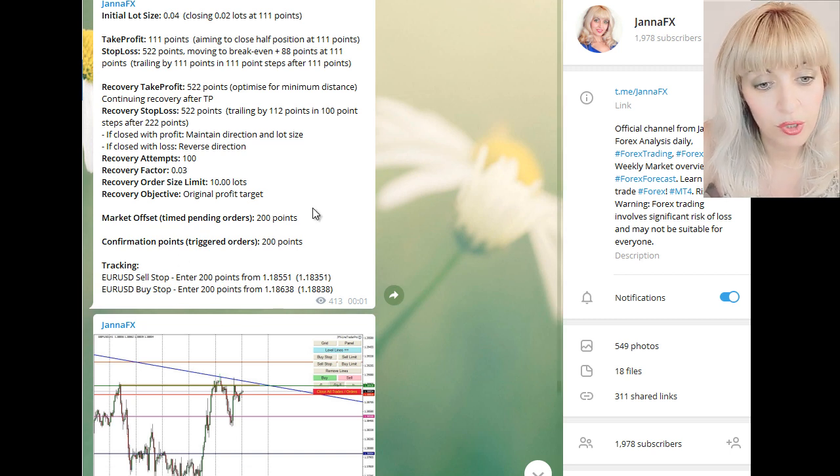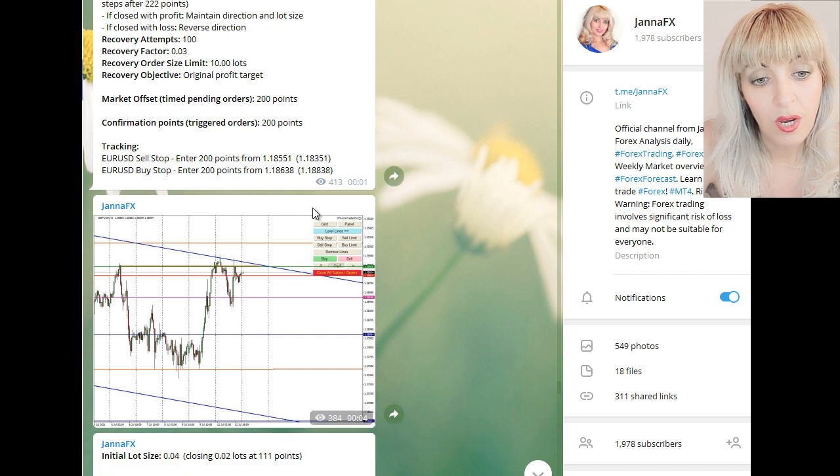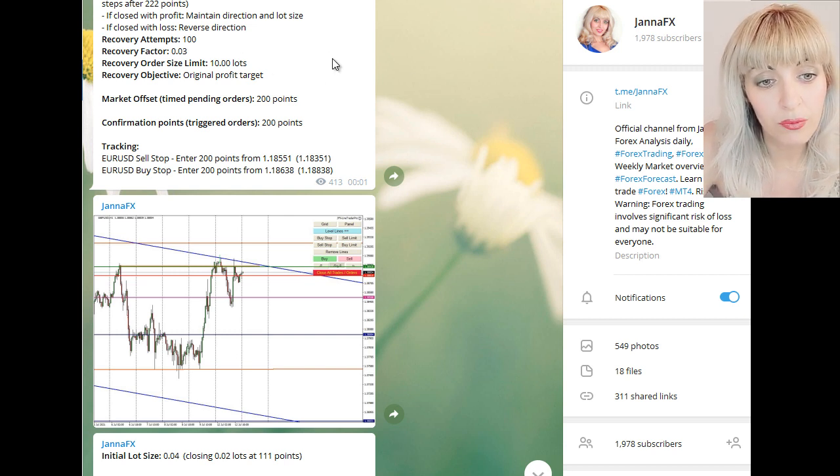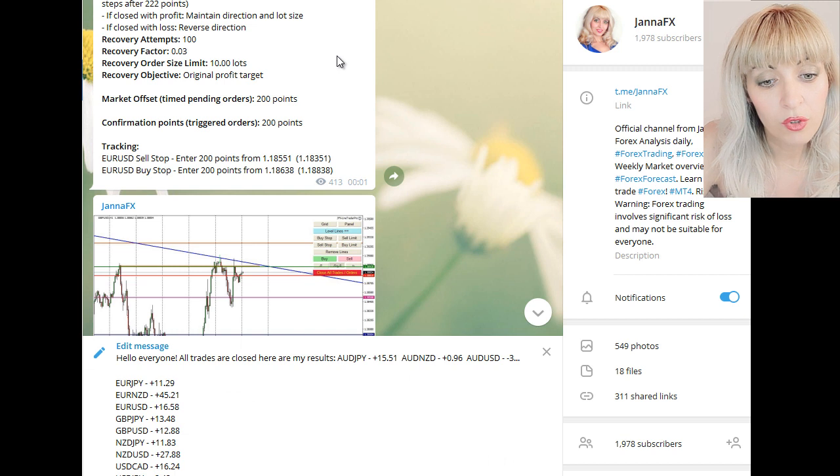If again you are trading manually, you can see the entry points, exactly the pending orders, right? So the sell stop is 200 points from which price, and then you have the buy stop, exactly 200 points from which price. Okay, so that shows you exactly the prices where the orders will be on the screen. So that's how it looks, guys. Of course, if you're using the EA, then you need to check it out.